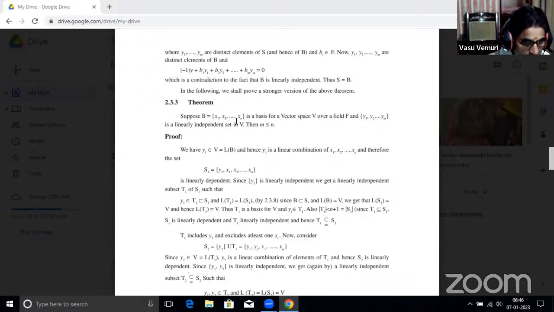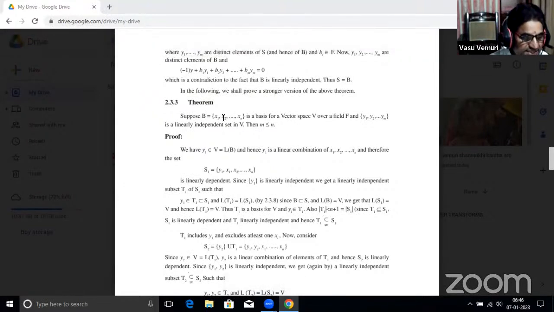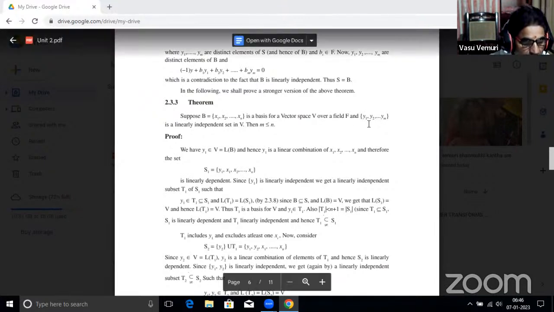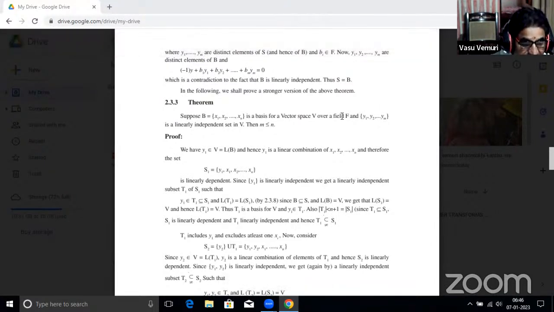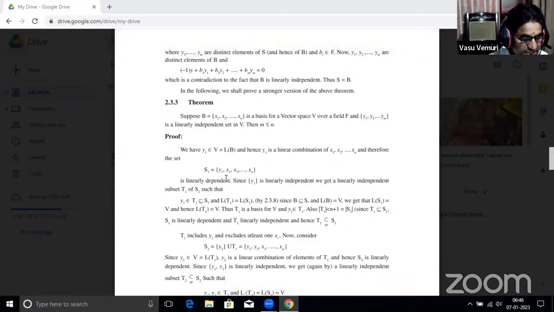First of all, let capital V be a vector space. Then the basis set is capital B. And here this is the set of elements: the y elements are a linearly independent set. First of all, the condition is on the y values.